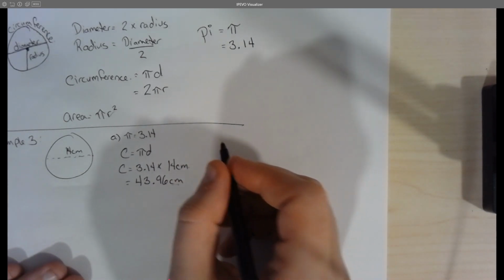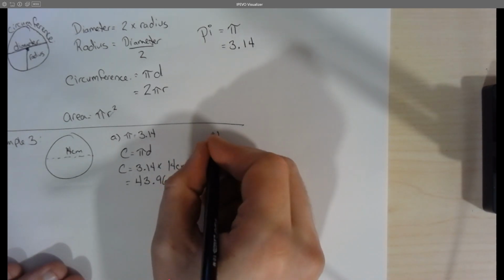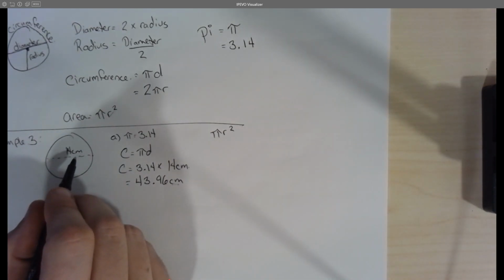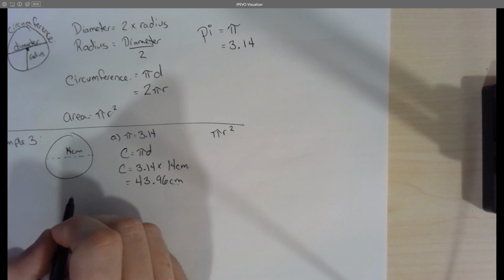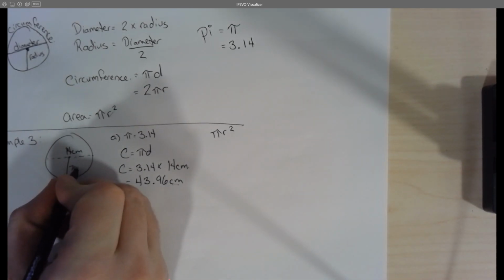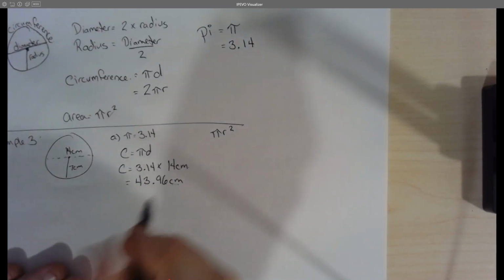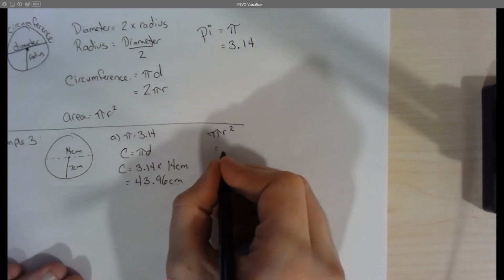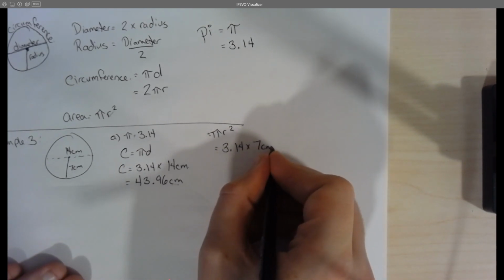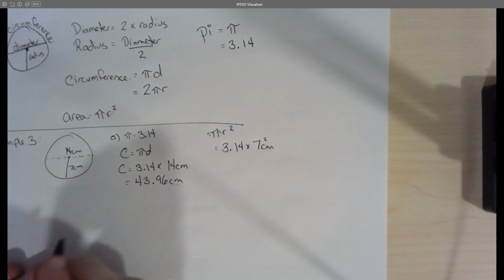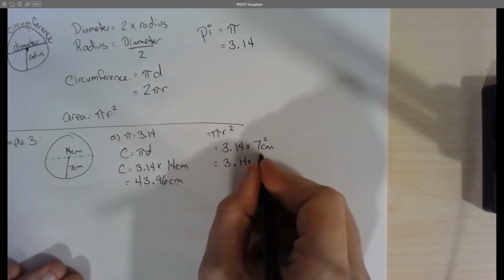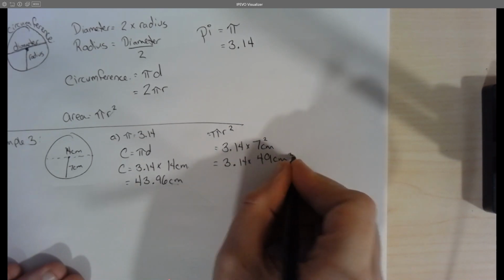For the area, it's pi r squared. Now I don't have r yet, I just have diameter, but remember that radius is just half of that. So half of 14 centimeters would mean that it has a radius of 7 centimeters here. So for the area, it's going to be 3.14 times 7 centimeters, and that 7 is going to be squared. So we have to do the squared first. So 3.14 times 49 centimeters squared.